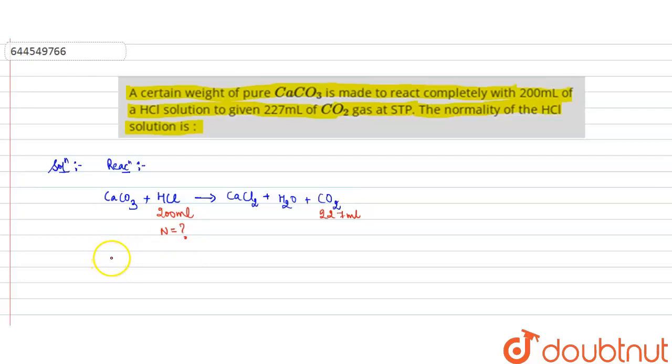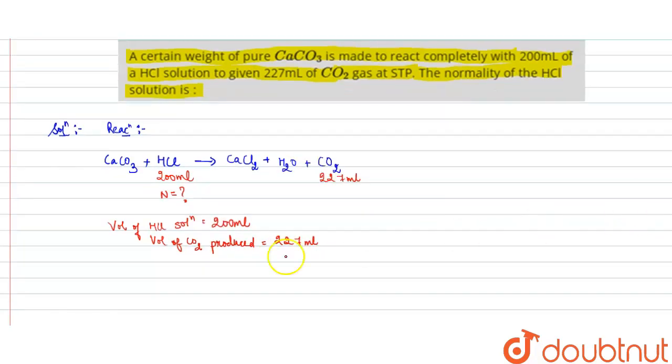So we can write here the volume of HCl solution given is 200 ml, and the volume of CO2 produced is 227 ml. So now here we know that the molar volume is the volume of a compound at standard temperature and pressure, and that is equal to 22.4 liters, when 1 mole of any species is reacting.